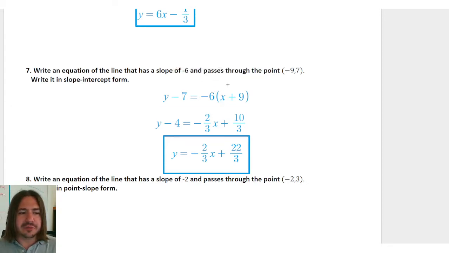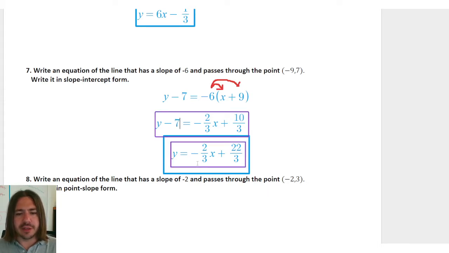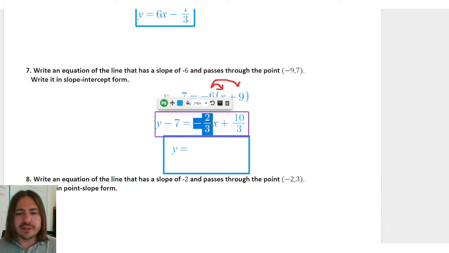Yeah, I'll just rewrite it. I don't really like how that looked. So we're going to multiply -6 by x and -6 by 9. This is still going to be y minus 7, and I might as well just delete all this for now. y minus 7 equals -6x, and then we have -6 times -9, which is going to be -54.